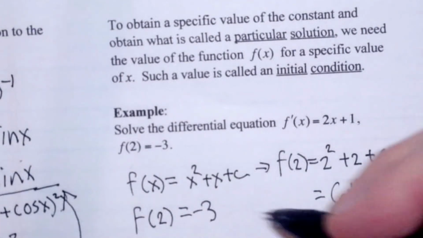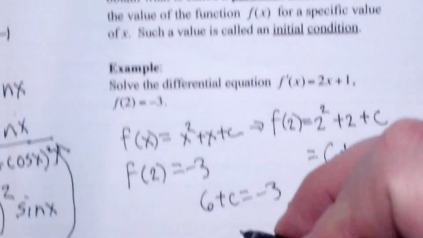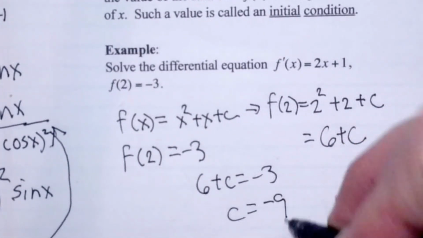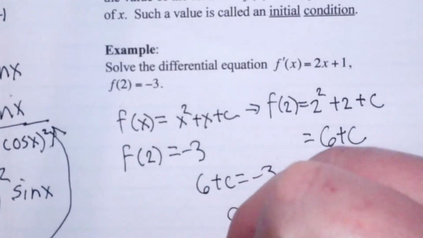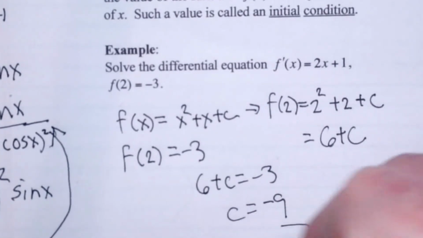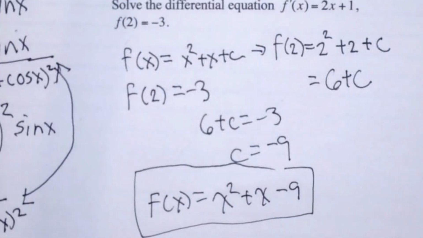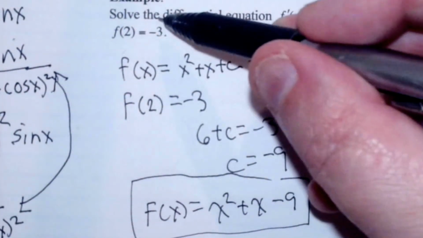Therefore, these things must be equal. 6 plus c equals negative 3. Solve for c. I think we get c equals negative 9. In that case, f of x is x squared plus x minus 9. That's a particular solution. We solved the differential equation and we got a single solution, one that meets this condition as well as this initial condition.